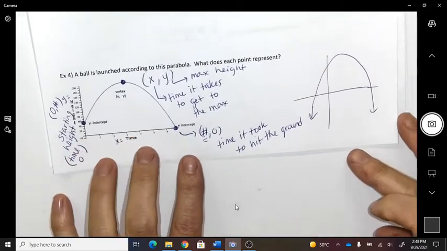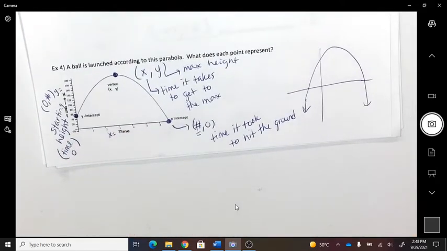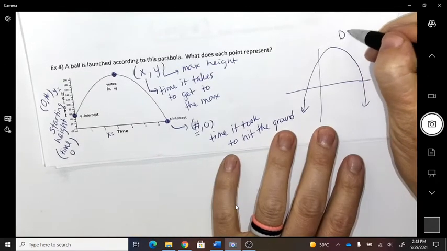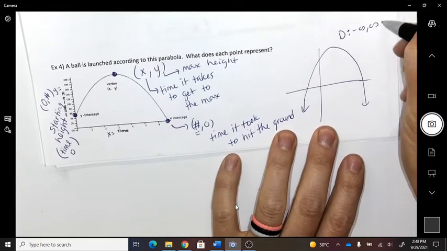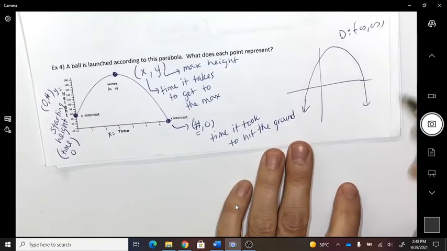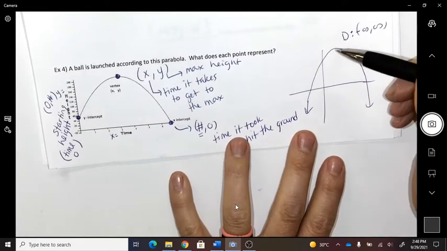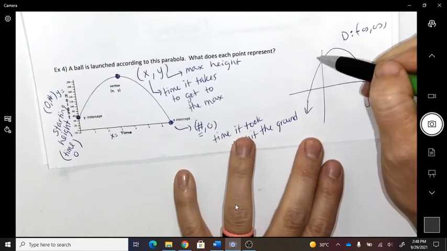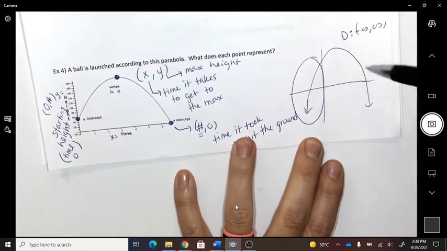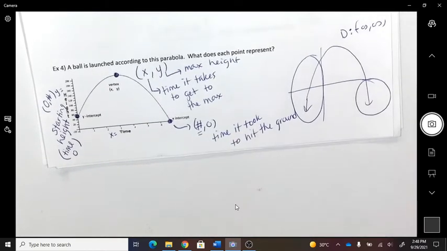Okay. This is how I would normally graph a parabola, right? And normally we say its domain is from negative infinity to infinity, right? This is what we normally say. But since it hits the ground, it doesn't go on forever. So the domain can't happen. The graph is restricted here and here.